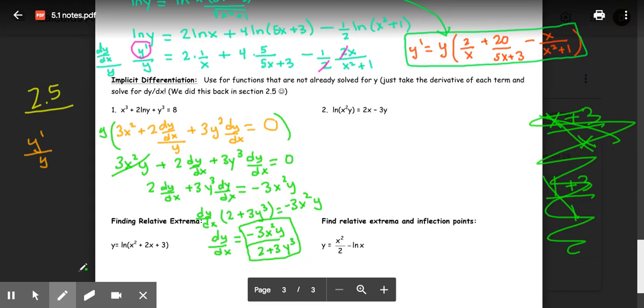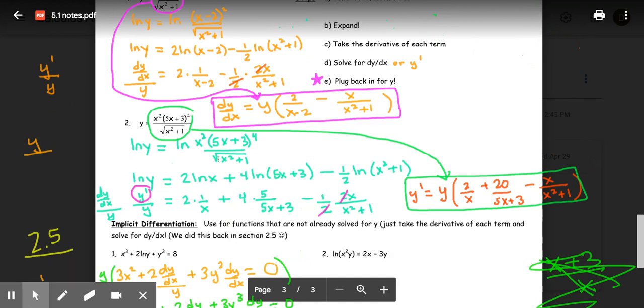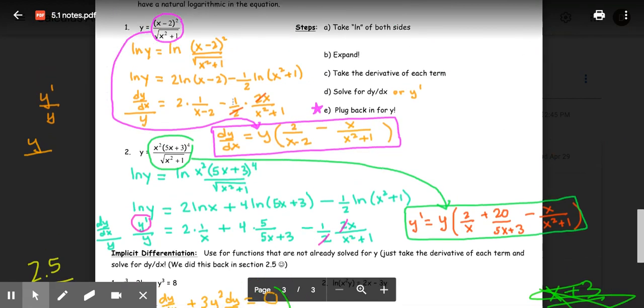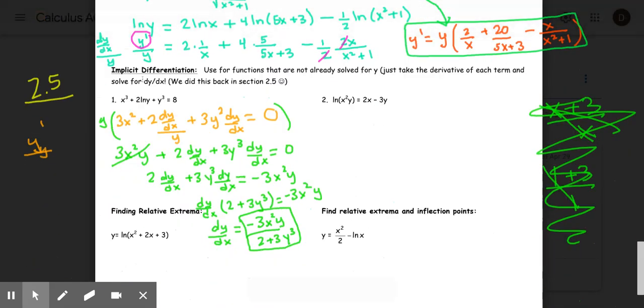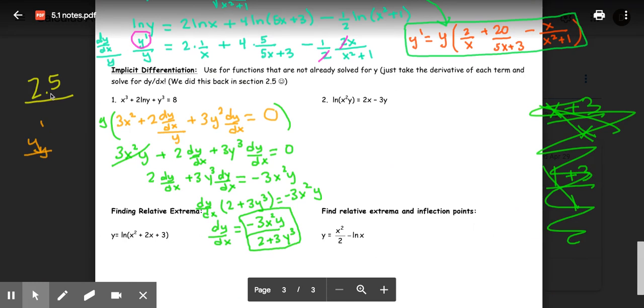All right? So those are the rest of the 5.1 notes. Don't worry about relative extreme and points of inflection. Just focus on learning how to derive a natural log and doing the logarithmic differentiation technique, which is taking the natural log of both sides like we did here. And implicit differentiation is just an extension of chapter 2. Now we just know how to take the derivative of a log. That's it. All right. Thanks, guys.